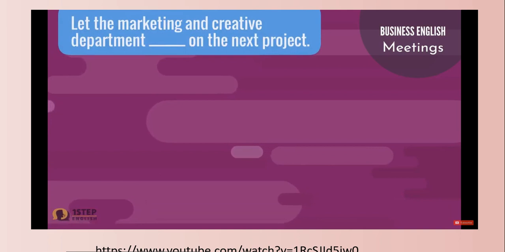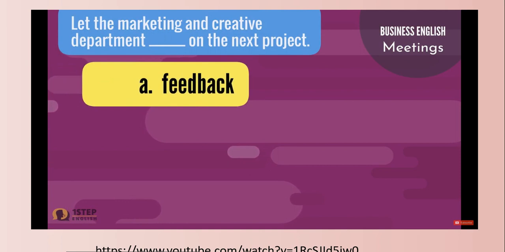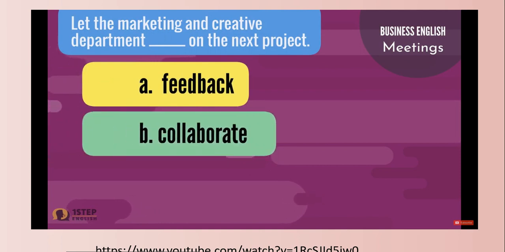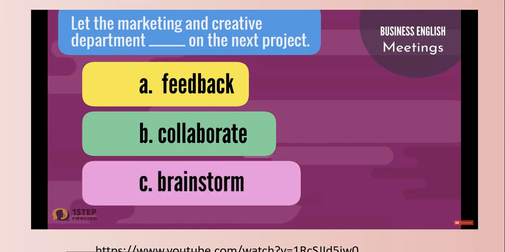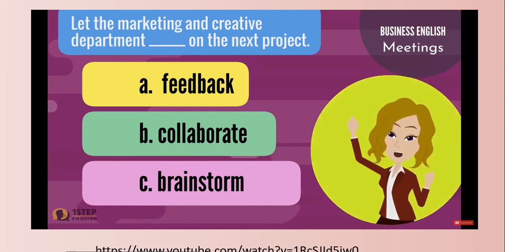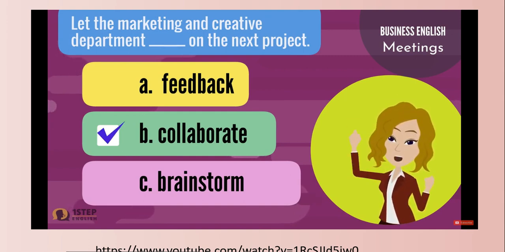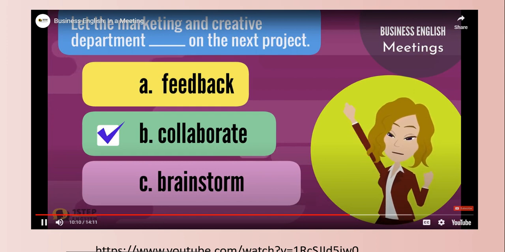Let the marketing and creative department blank on the next project. Letter A. Feedback. Letter B. Collaborate. Letter C. Brainstorm. The correct answer is letter B. Collaborate. Let the marketing and creative department collaborate on the next project.